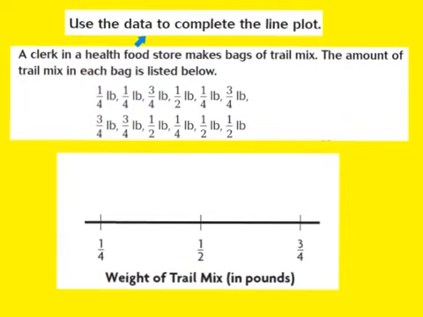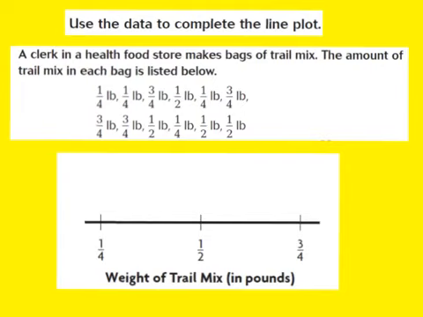It says, use the data to complete the line plot. Now, a line plot is simply a way to represent and visualize data. We're going to be able to visually see, using our line plot, how the data is represented. Now, our problem says, a clerk in a health food store makes bags of trail mix. The amount of trail mix in each bag is listed below. So what you see right here is the amount of trail mix listed or given in each bag. So we're now going to complete our line plot down here using that data.